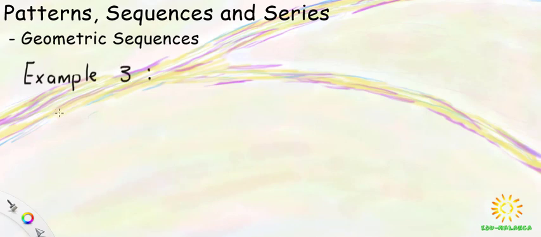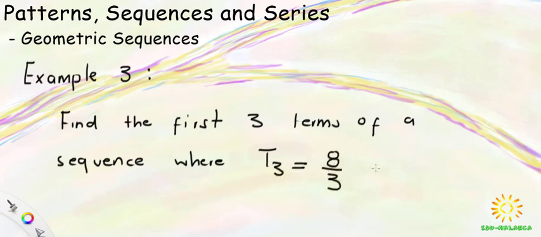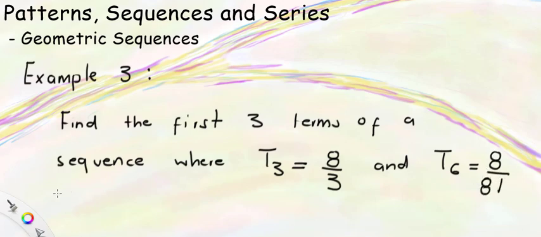In example 3, we'll solve the question: find the first 3 terms of a sequence where T3 is equal to 8 over 3 and T6 is equal to 8 over 81. So this is the first time we're looking at a question like this, but I'm glad we're doing it. If you see it in a test or in an exam, you'll know how to go about solving it.